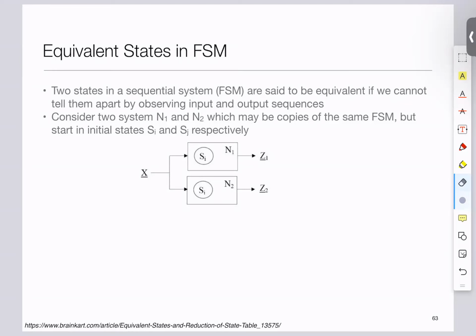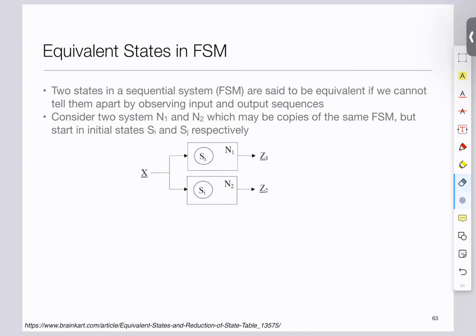And let's say what I do is, for the first system N1, I just make sure that at t equal to 0 it's in state Si. And the second system N2, I just make sure that at t equal to 0 it's in state Sj. And I feed the same input to both of them. And if the outputs are the same, that means Si and Sj were equivalent. I cannot tell them apart.